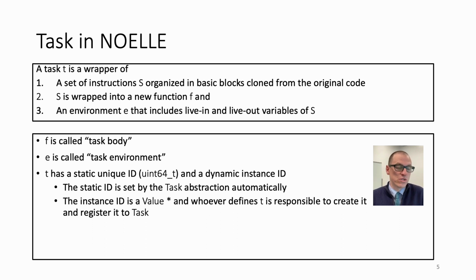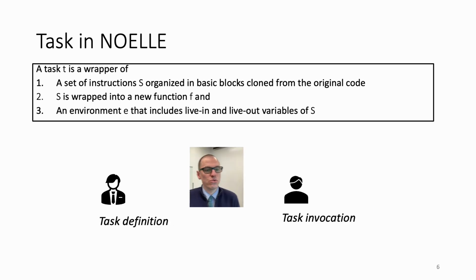The task abstraction ignores where this ID is going to be stored or kept, or even if it's going to be kept. It's just going to keep track of it after the value pointer is registered to the abstraction. So then anybody else that wants to use that abstraction task can ask to retrieve the dynamic instance ID to be used at runtime. There are 2 tasks, sorry for the overloaded term. There are 2 tasks to define a task. First, we have to define the task, and then we have to invoke it.